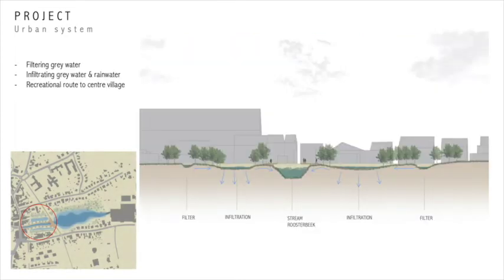In order to reduce flooding in the center, this water is diverted to filter zones where the grey water and the rainwater are collected and filtered. The water then flows further into the infiltration zones where it can be absorbed into the soil. If there is more nuisance, the water can flow back into the Roosterbeek.